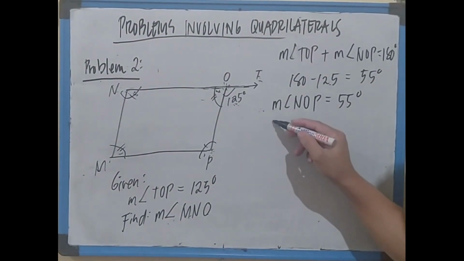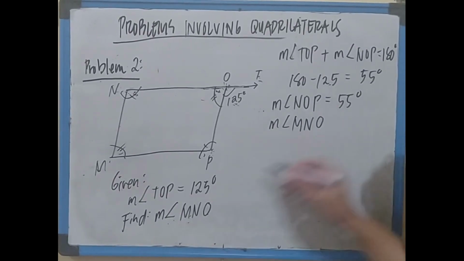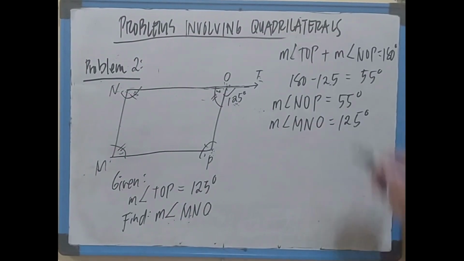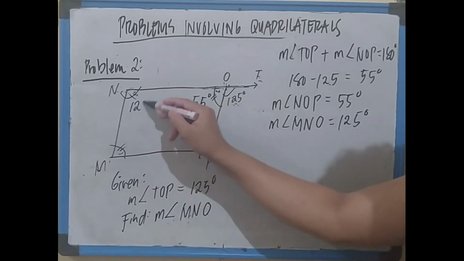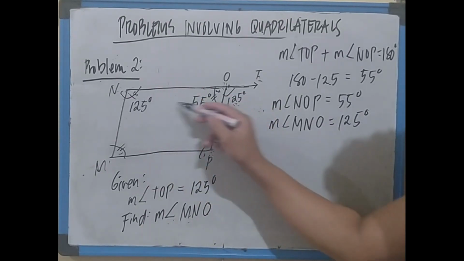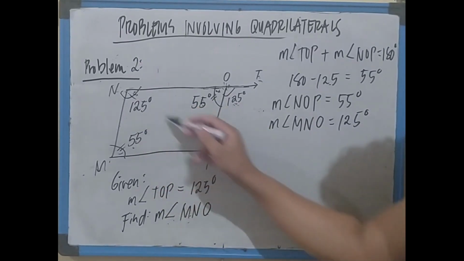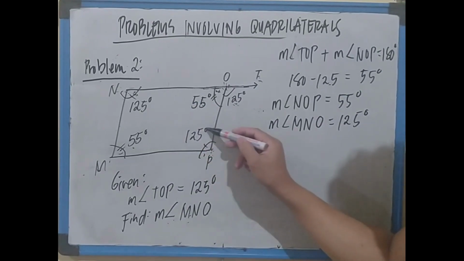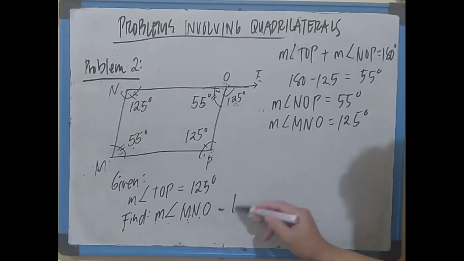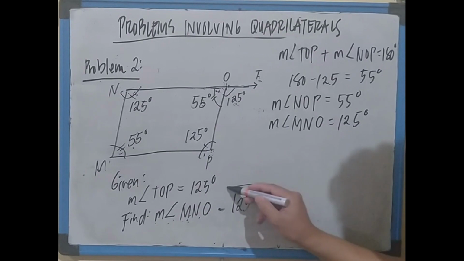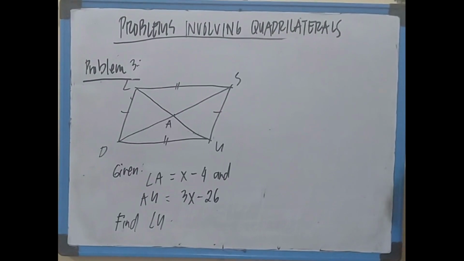Okay? So again, also the measure of angle MNO is 125 degrees. So this is 55. This is 125 degrees. They are supplementary. So ito naman, since opposite sila, this is also 55 degrees. Opposite, we have now 125 degrees. So the measure of angle MNO is 125 degrees. Okay? Okay, for the third problem, guys.